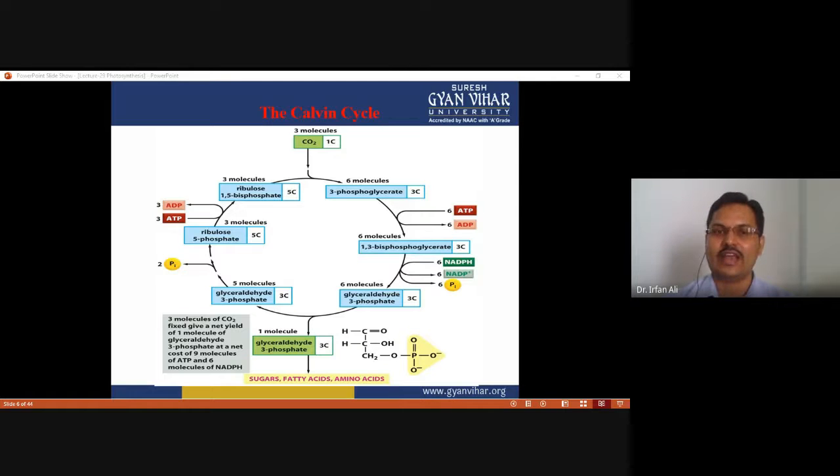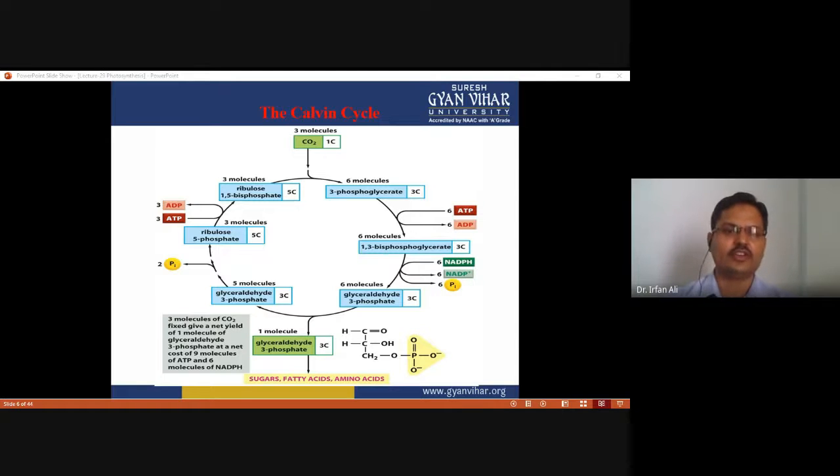It is a molecule which can fix the carbon molecule. So this molecule can fix carbon. Now this cycle is continued. Then again 3 molecules of CO2 are fixed, and now they produce the 3 phosphoglycerate molecule, which is 3 carbon. So in that way this cycle is continued.